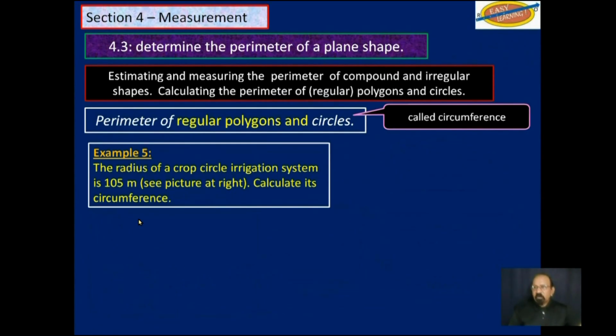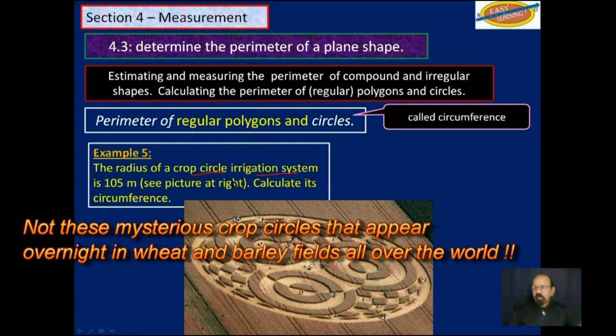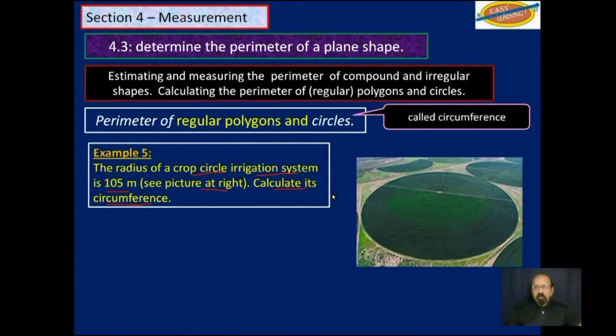Now, the radius of a crop circle irrigation system is 105 meters. See picture at right. Calculate its circumference. In areas where rainfall is scarce, water is drawn from a river, and from the center here, you have pipes going outwards, and that pipe rotates around here, and as it rotates, water is pumped through it so that this part of the land is irrigated and you can grow plants.